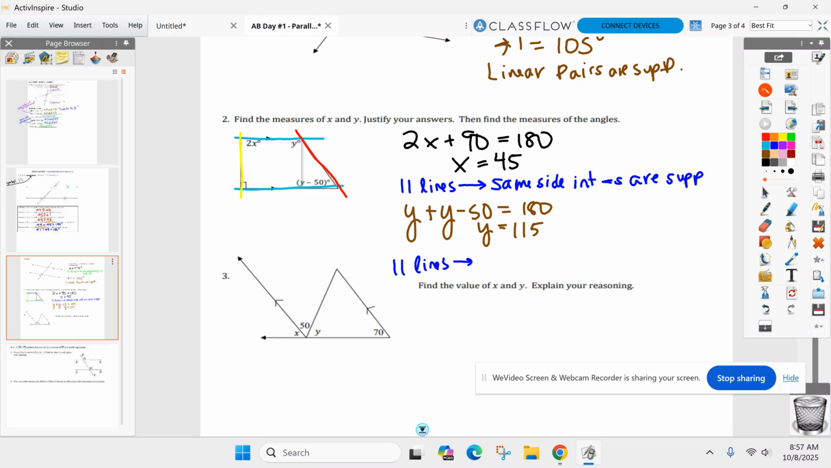Amelia, what type of angles were they again? Same side interior angles. And what did we say about them? They are supplementary. Same reason as above, because they ended up being the same angles. Tell me what type of angles they are and what you know about them. Questions on 2?